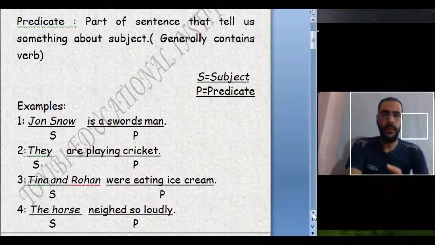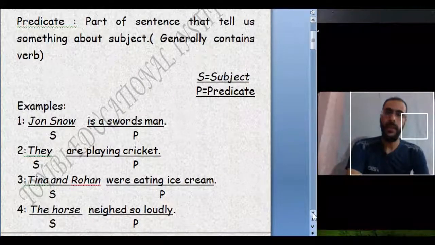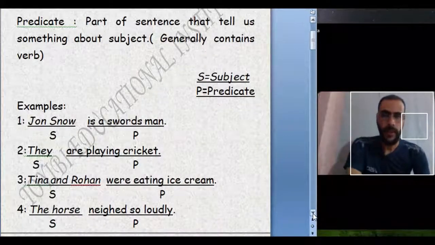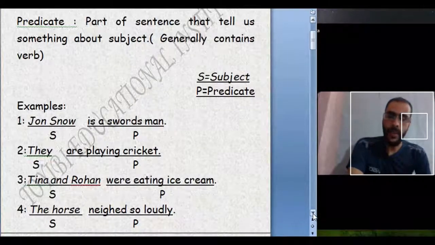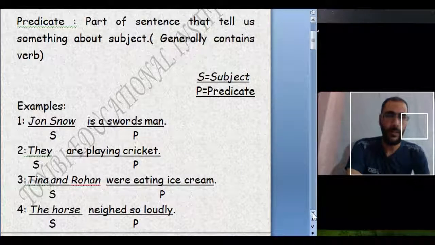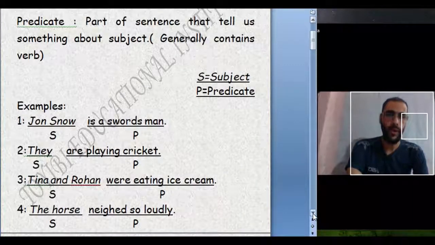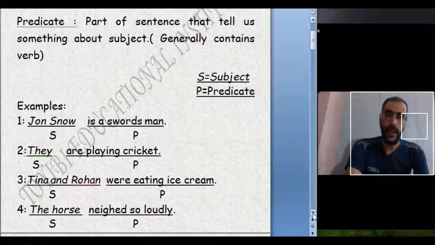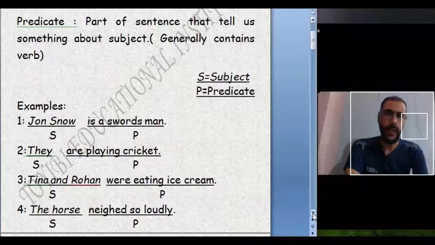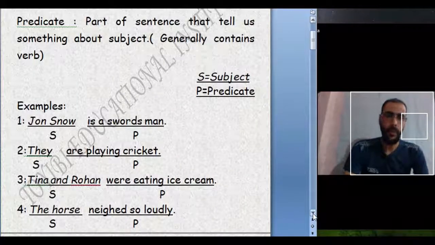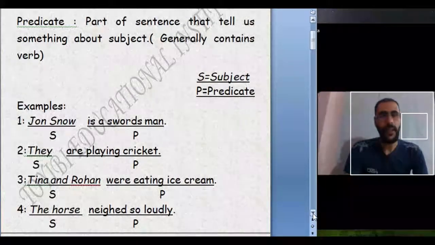So if you would have observed these sentences closely, you will see I have changed the form. In example number one, Jon Snow, which is a noun, is a subject, is a swordsman. ये हमारे पास information है Jon Snow के मुतालिक कि वो swordsman है. In sentence number two, I have changed noun to pronoun. So here's the lesson number one. Subject can be either noun or pronoun.